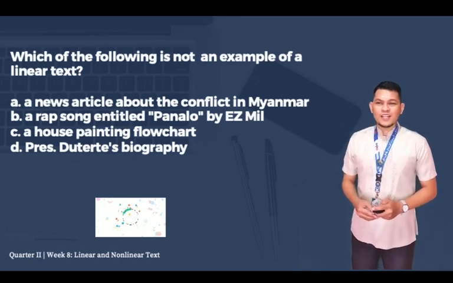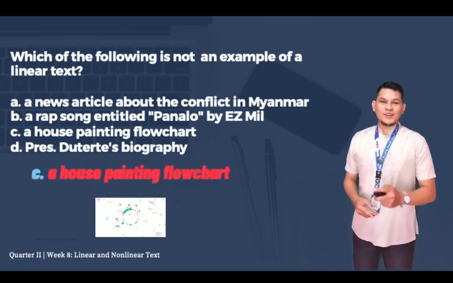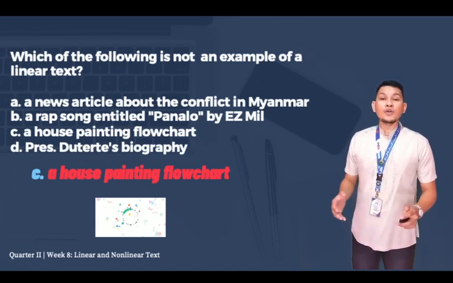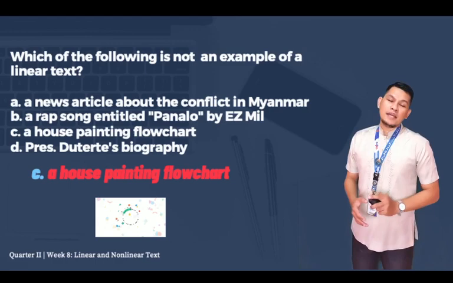Time's up. The answer is letter C. A house painting flowchart. Great job. A painting flowchart is represented with arrows and boxes showing the process of how house painting is done.